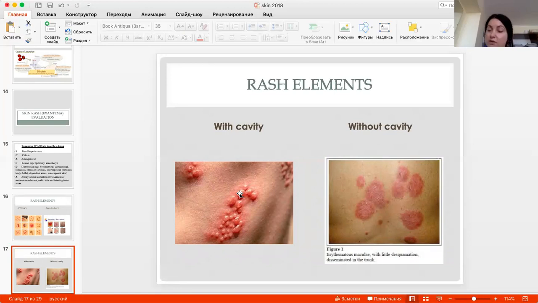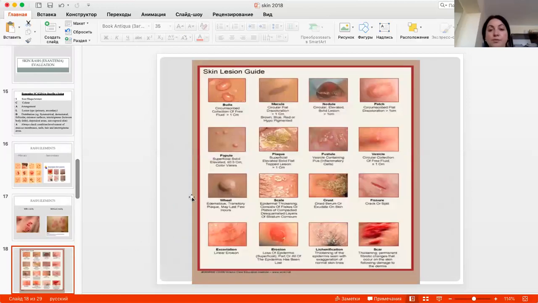or urtica if this fluid is not localized in one cavity, but mostly it is edema of intercellular space, or without cavity, like in case of such maculas in the picture. These are different photos where the difference between some primary elements is more visible. So macula is just the scientific name of spot. Bulla is an element developed on the epidermis, very superficial upon the skin, which contains a lot of serous fluid.